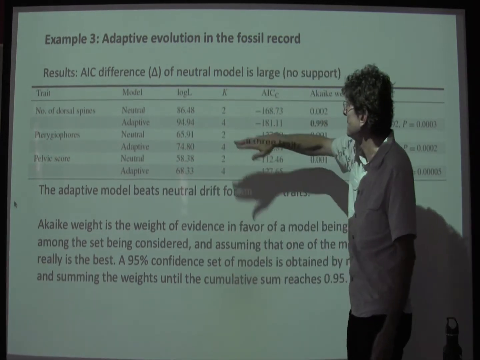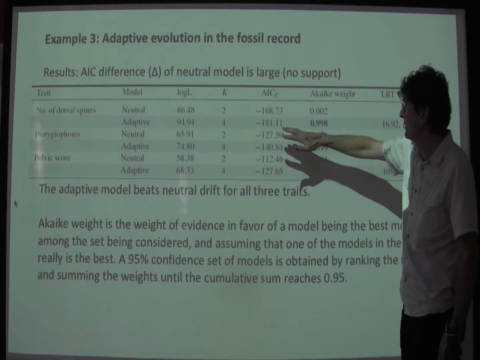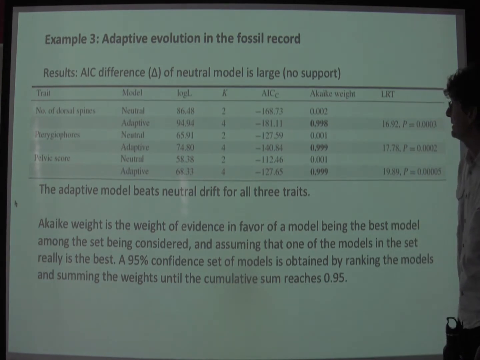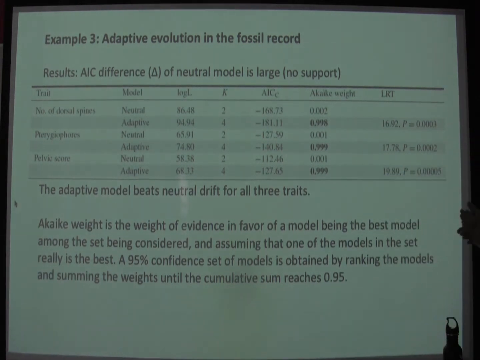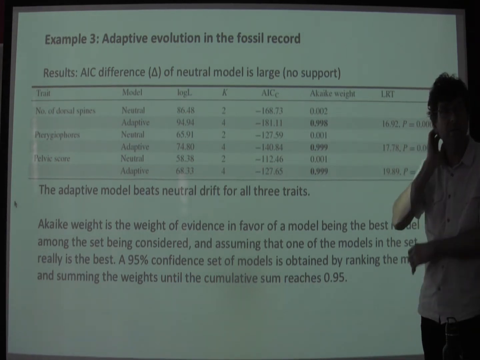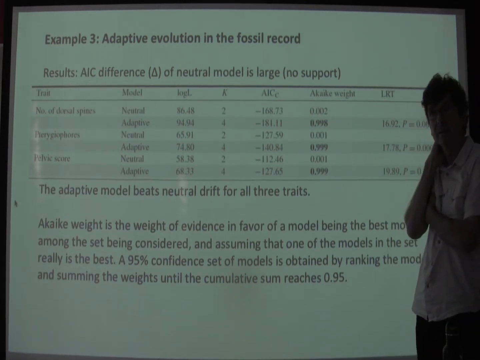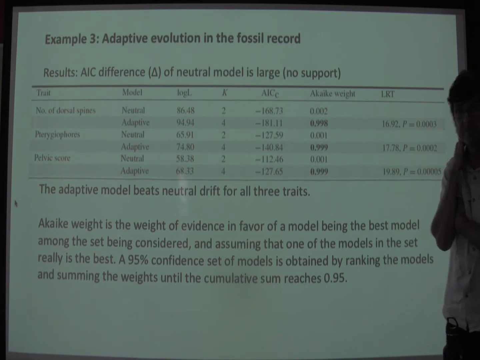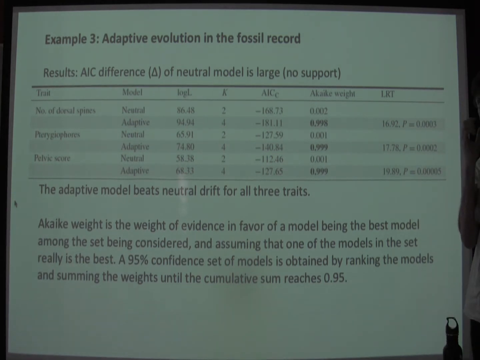Their log likelihoods, the number of parameters k, and then the AIC score, AIC weights. And the finding was that there's far more support for the alternative model than for the random walk model, which is completely the opposite conclusion reached by Mike Bell in his original analysis.